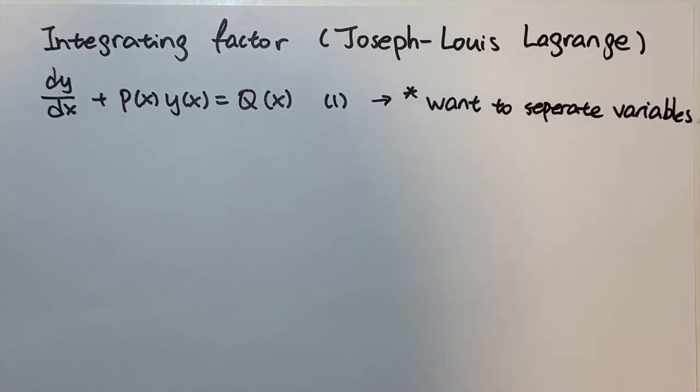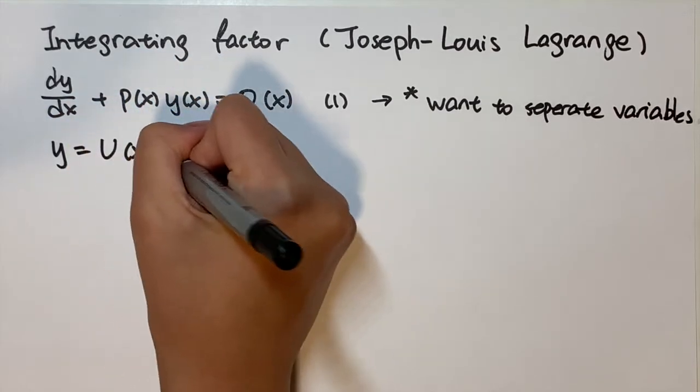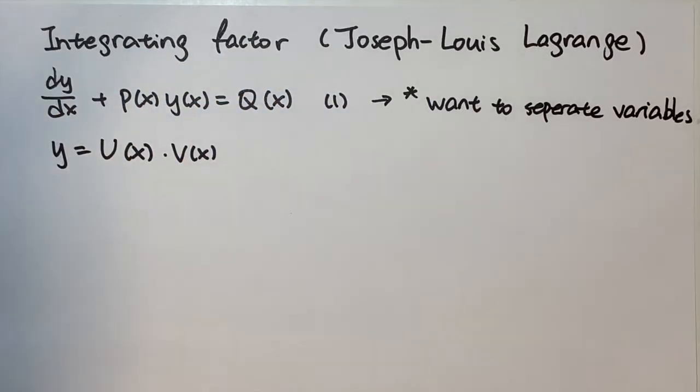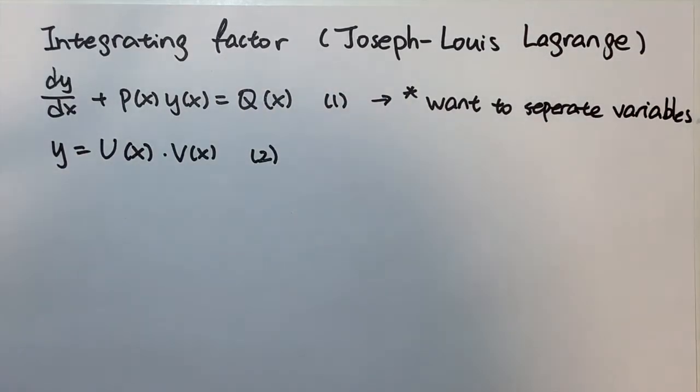Lagrange fought with it for 11 years and finally found that supposing y = u(x) times v(x) is feasible. We mark it as equation 2. Oh, of course, he didn't know it was feasible at first. He just had a try that substituted the assumption into equation 1.